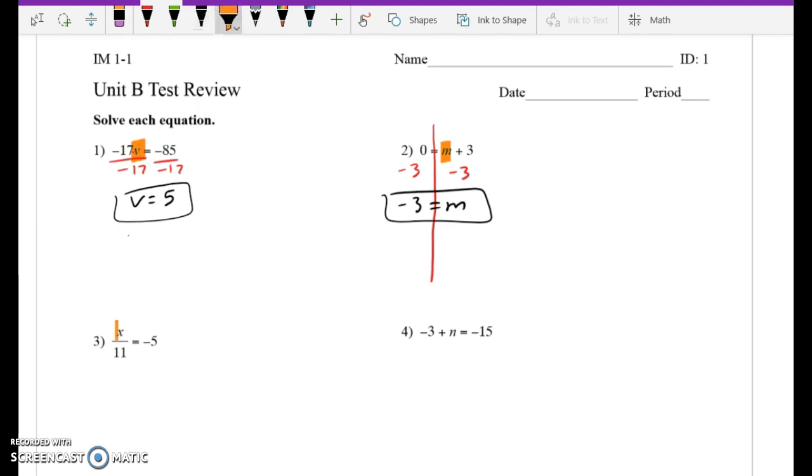Same thing for number 3. But this time the 11 is dividing. Therefore the opposite is to multiply both sides by 11. This 11 cancels with this one to leave me x equals a negative 55.